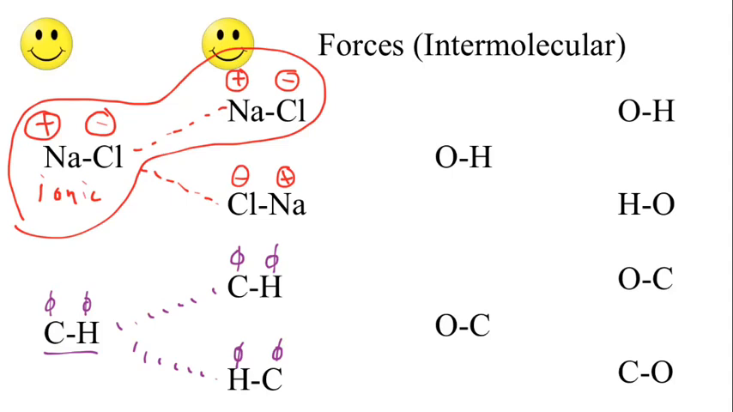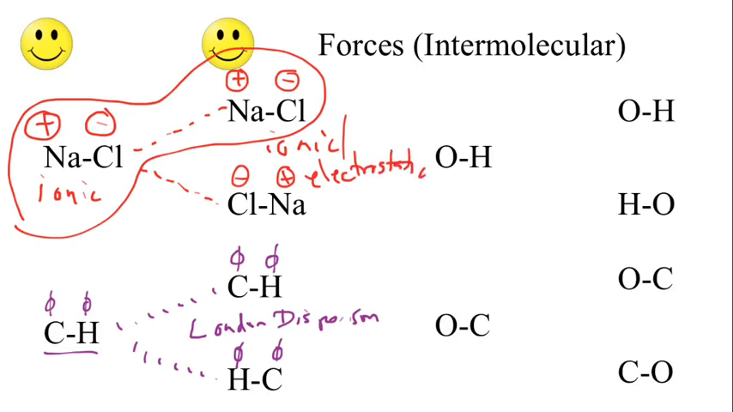Okay? So when we're looking at a covalent structure, we're looking at London dispersion forces. When we've got an ionic structure, you'll see it typically referred to as ionic forces, sometimes as electrostatic. And when we move to the polar covalent bonds, which we've got shown on the right as possible examples, this is where we get dipole-dipole forces.